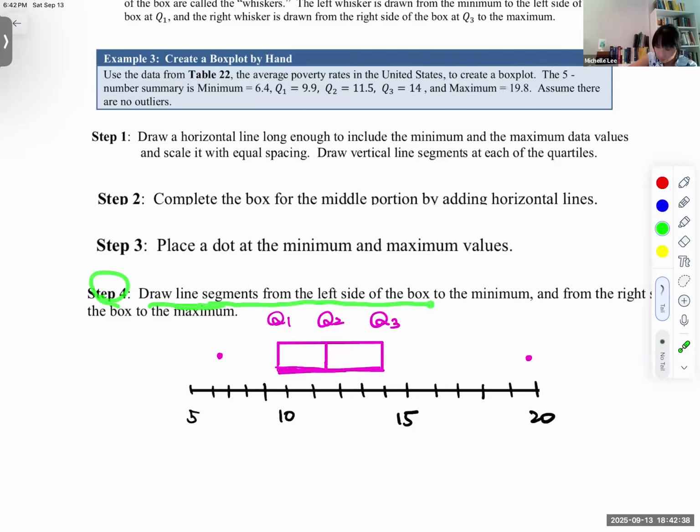So we draw the line. That line is the whiskers, right? Is it good? All right.